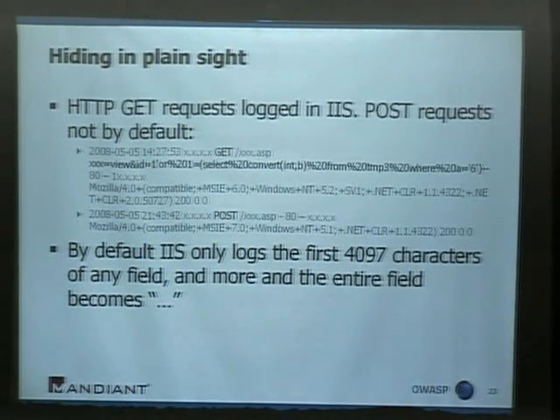Now, the backdoor ASP that they implement typically has them post data, and the body of your post request is not typically stored. So they bypass any detection mechanisms that rely on logs, using these backdoors. Also keep in mind that IIS logs only the first 4,097 characters. We've seen instances where they create queries that are longer than 4,097 characters, in which case the IIS server does not log the GET request at all.